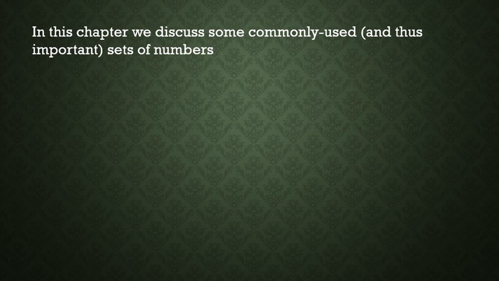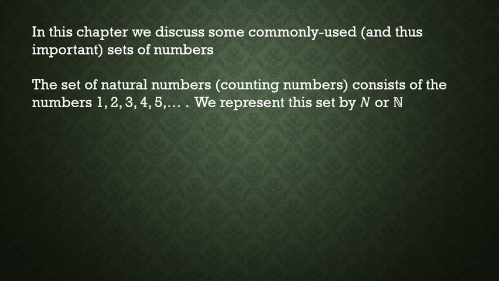So we will get started in this video with the set of natural numbers, also known as the counting numbers. This set consists of the numbers 1, 2, 3, 4, 5, 6, all the way up, and so on and so forth. We represent this set by N, or this fancy looking N here. Usually the way we write this by hand would be like this. We put the two vertical lines on the left hand side, and then we write the N. So as a set in roster notation, this is how we write the set of natural numbers.